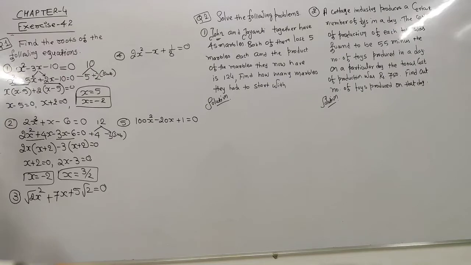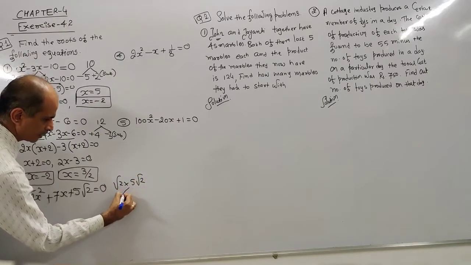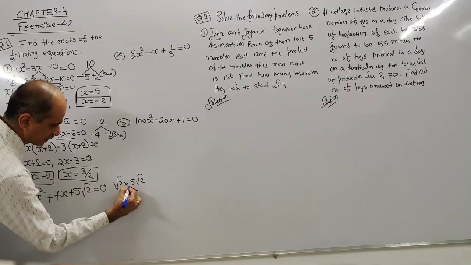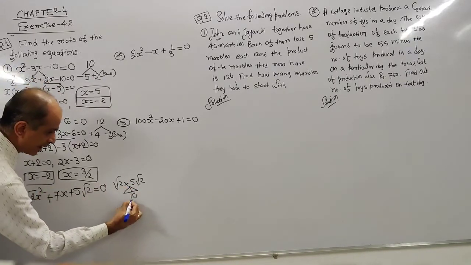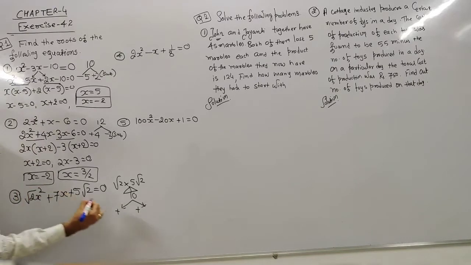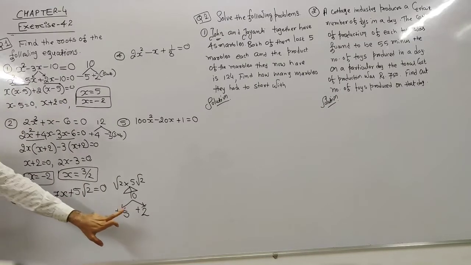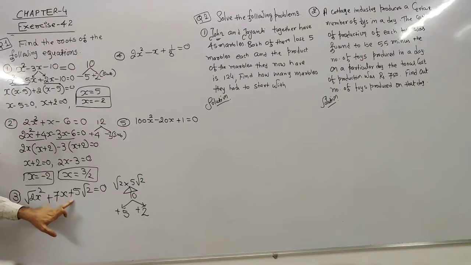Now the third example: root 2 x square plus 7x plus 5 root 2 is equal to 0. Now root 2 and 5 root 2, root 2 into 5 root 2, it becomes 10. The multiplication of these two is 10. So you have to divide 10 into 2 parts such that plus plus is equal to plus plus. Addition is 10 and that's why the factorization is 5 2s are 10. Plus 5 plus 2 means plus 7, plus plus is equal to addition. So the addition should be 7x.